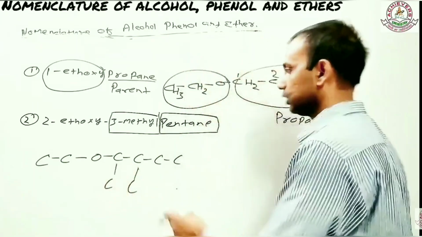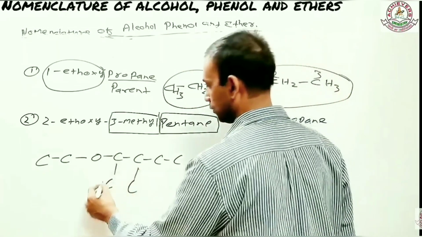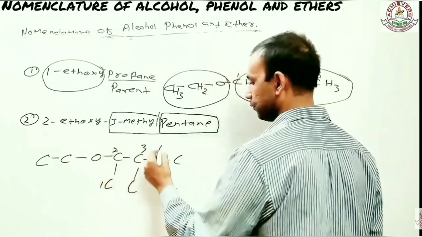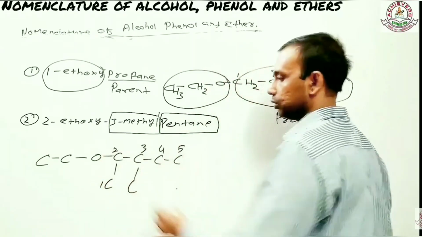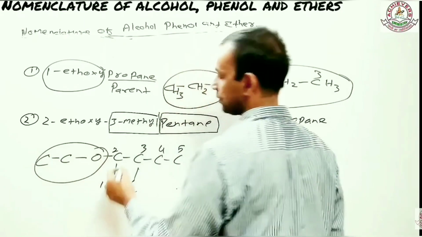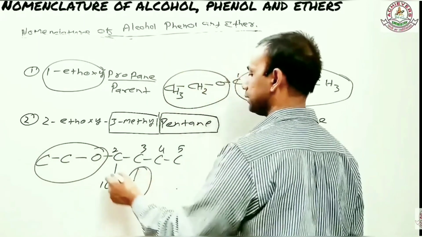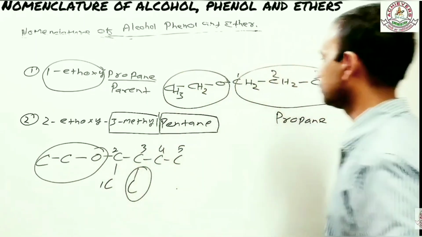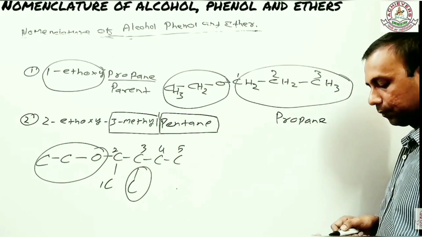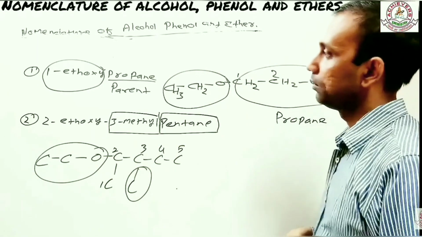So this becomes 1, 2, 3, 4 and 5. So this is your ethoxy here. This is your methyl here. And this is your pentane. Let's check, to make sure I'm doing exactly the way you are expecting.